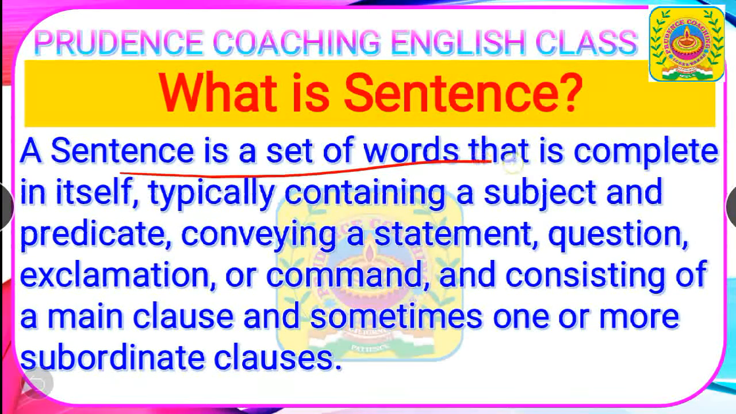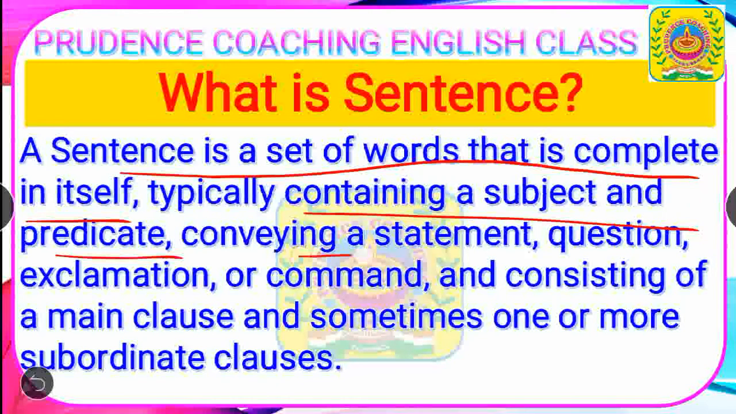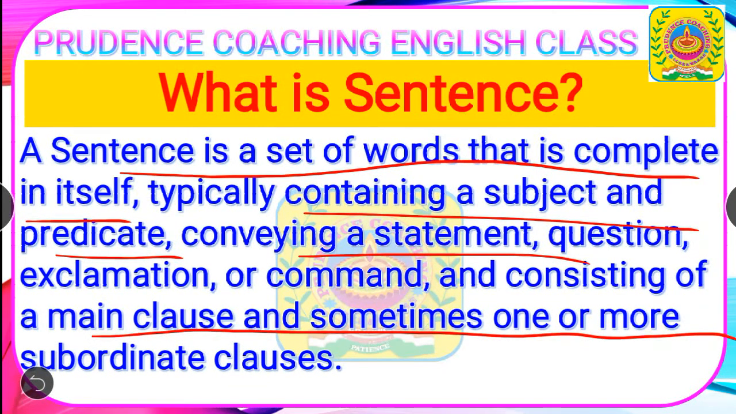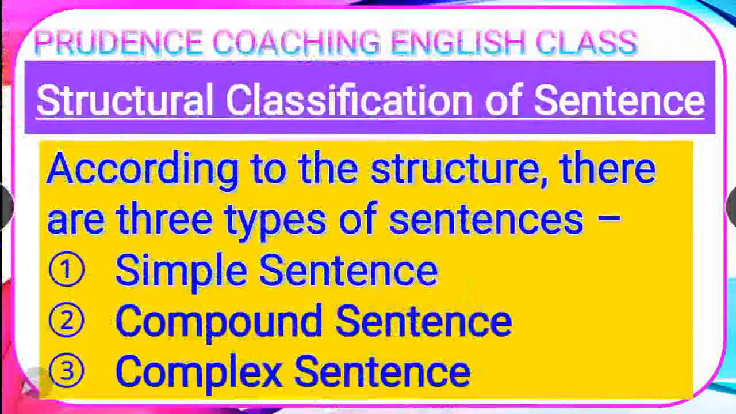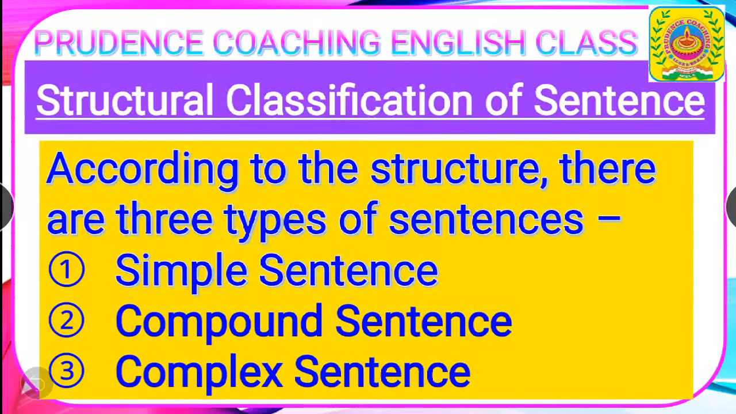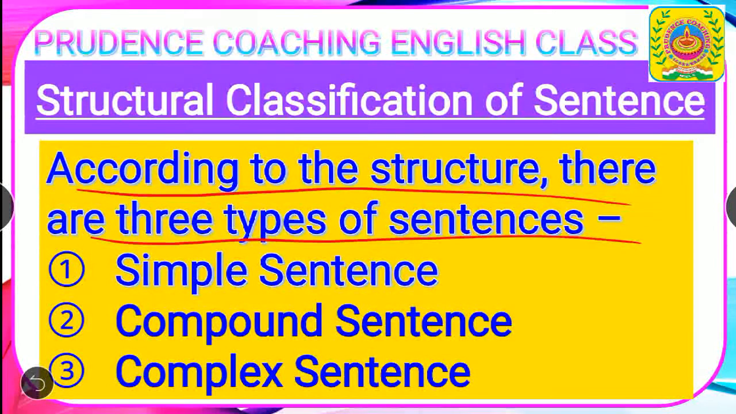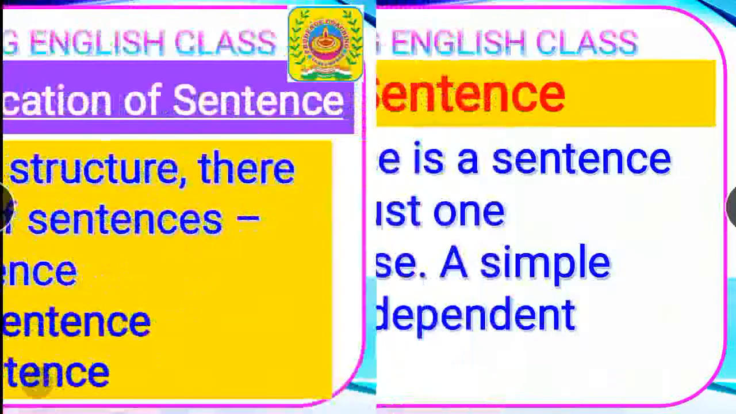A sentence is a set of words that is complete in itself, typically containing a subject and a predicate, conveying a statement, question, exclamation or command, and consisting of a main clause and sometimes one or more subordinate clauses. Now we will know about the structural classification of sentence. According to the structure, there are three types of sentences. Number 1 is simple sentence, number 2 compound sentence, and number 3 is complex sentence.